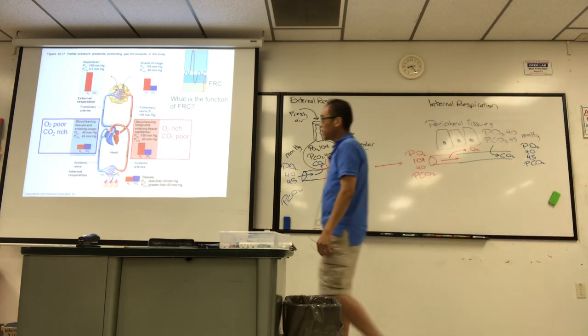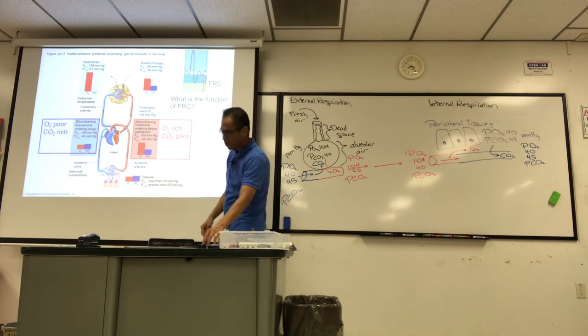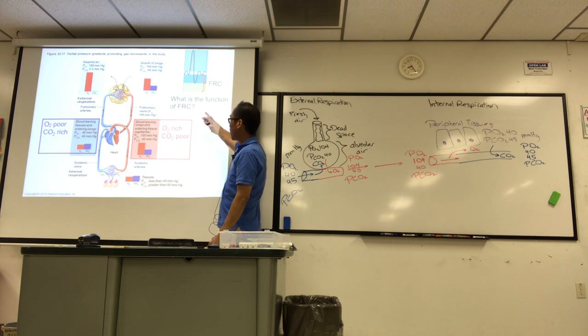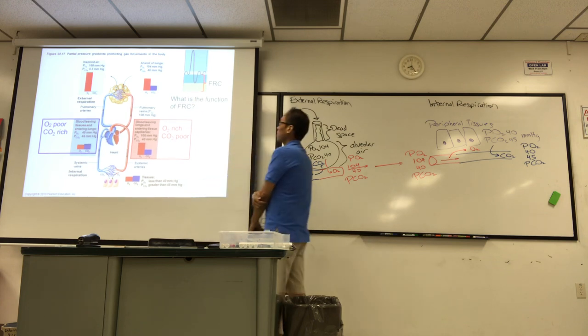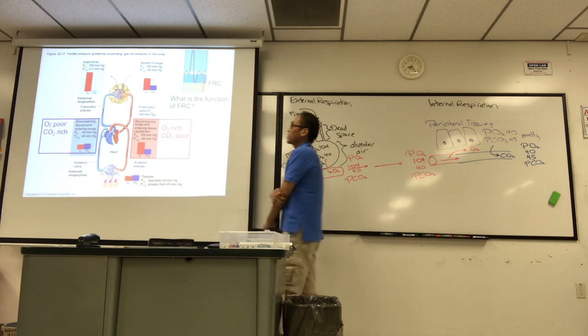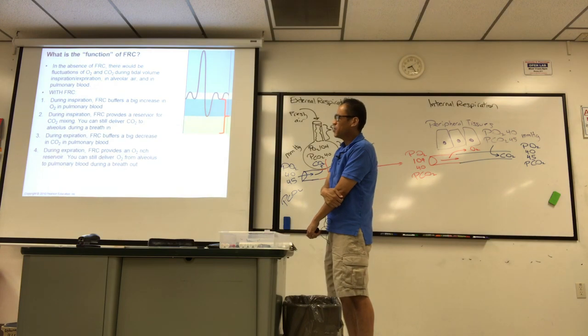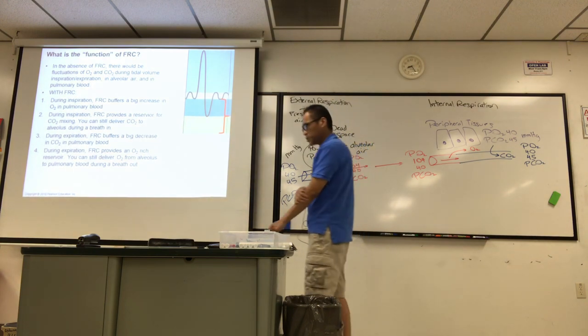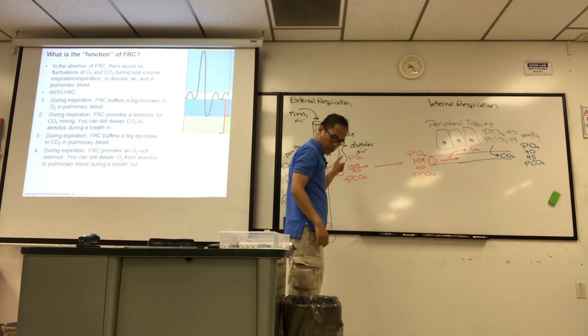I want to talk about FRC, because as you breathe in and out, I want students to understand what's the function of FRC. We defined it as a volume, being the expiratory reserve volume and the residual volume. But what is its function? I mean, that's what it is, but what's its function? And books usually don't talk about this. They should, because they call it functional residual capacity. So what's the function of it? So let me erase this. I don't think I need it.